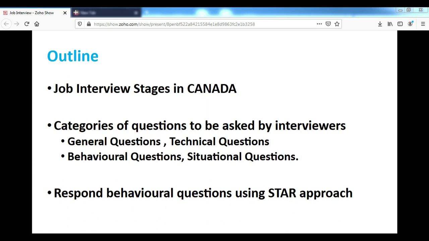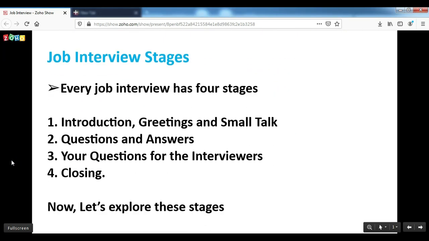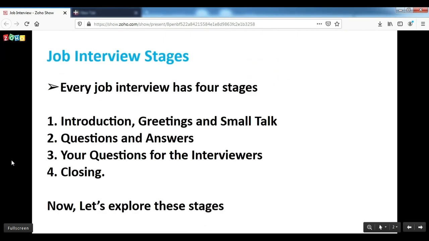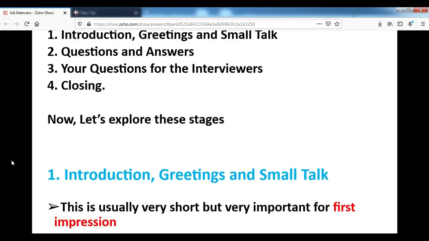Okay, so let's start with the job interview stages in Canada. Every job interview has 4 stages. The first stage is introduction, greeting, and small talk. The second stage is questions and answers. The third stage is your questions for the interviewers. And the last one is closing. So let's explore these stages in detail.